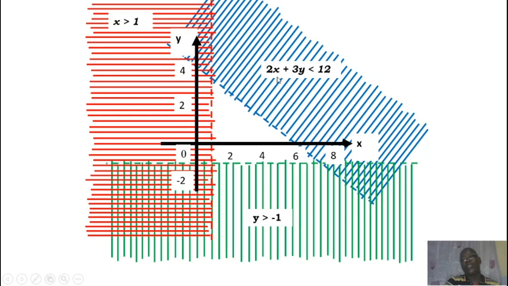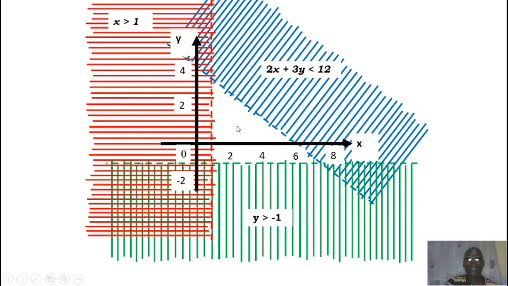Then 2x plus 3y less than 12 is supposed to come down, but is going up, leaving open the triangle of definition, which is the region of solution of the three inequalities, showing the feasible solution. The feasible region is the open triangle here, within which, when you stand, let me actually tell you the meaning.